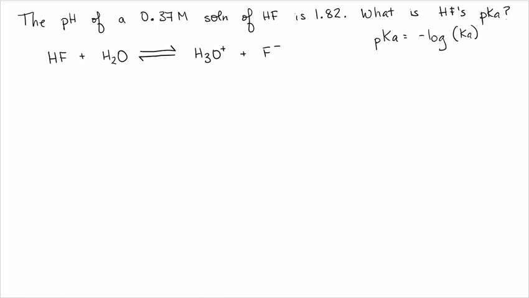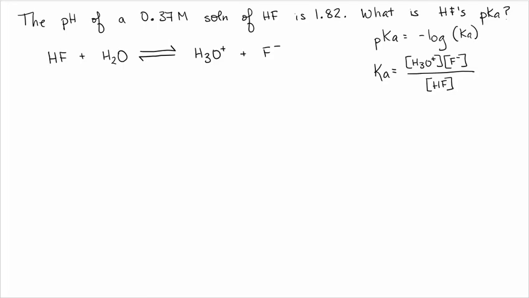So we know that the Ka is going to be equal to the concentration of hydronium to the first times the concentration of fluoride to the first divided by the concentration of HF to the first. Again, watch those coefficients. It just so happens that all these coefficients are 1 to 1 to 1, so we don't have any orders in here. But that is not always the case. So please be careful and watch your coefficients. All right.